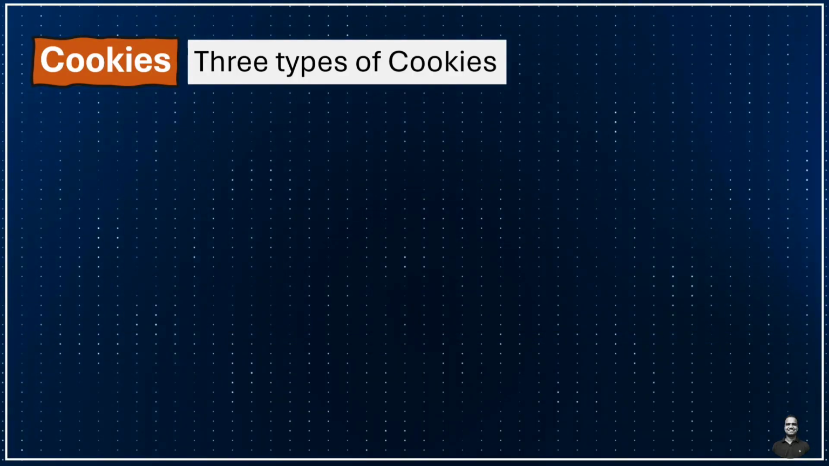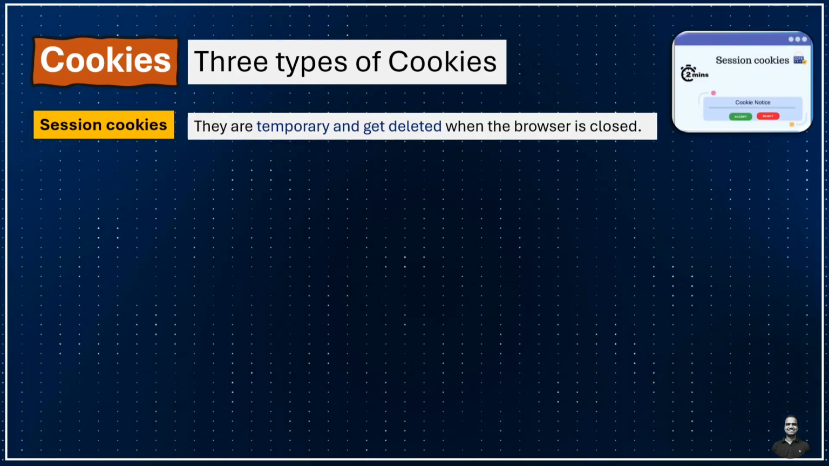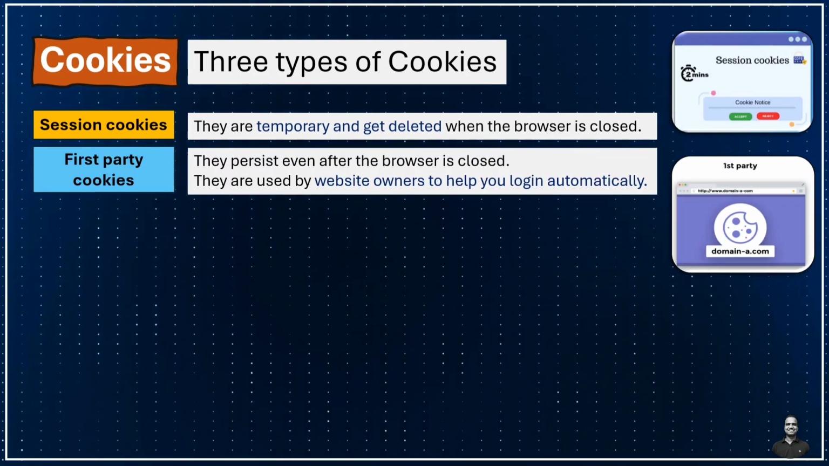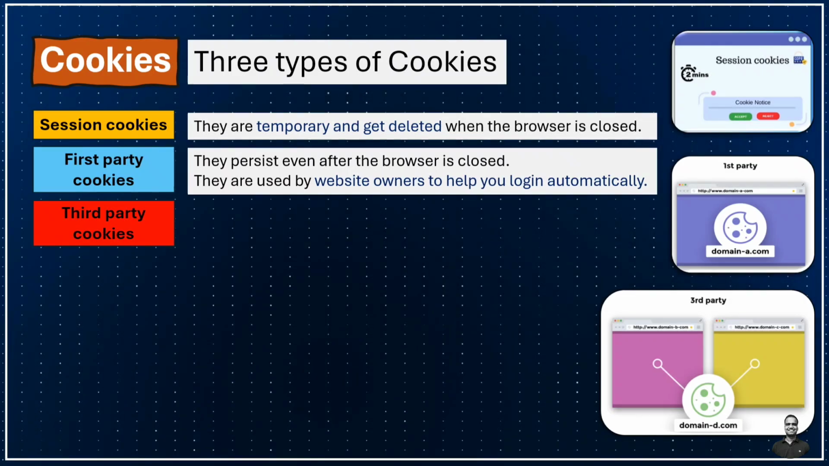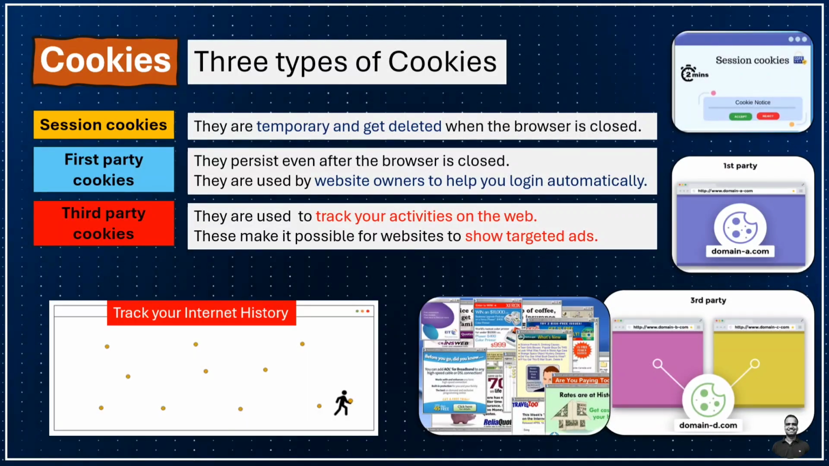So majorly, there are three types of cookies. Session cookies are temporary and get deleted when the browser is closed. First party cookies persist even after the browser is closed. They are used by website owners to help you log in automatically. And third party cookies are used to track your activities on the web. These make it possible for websites to show targeted ads, right? So we need to be cautious of third-party cookies as they enable advertising companies to track your internet history. When you visit a website, it's like leaving small traces of your activity behind, right?